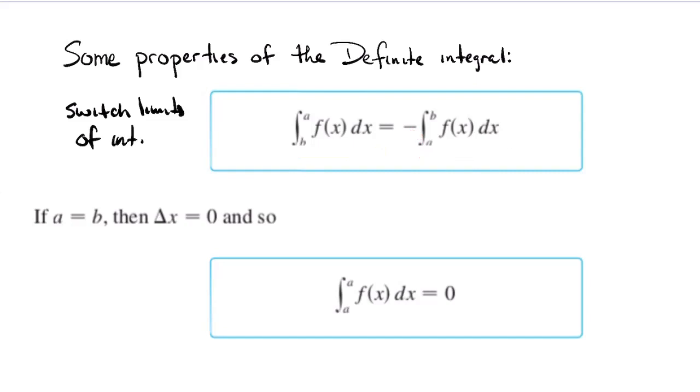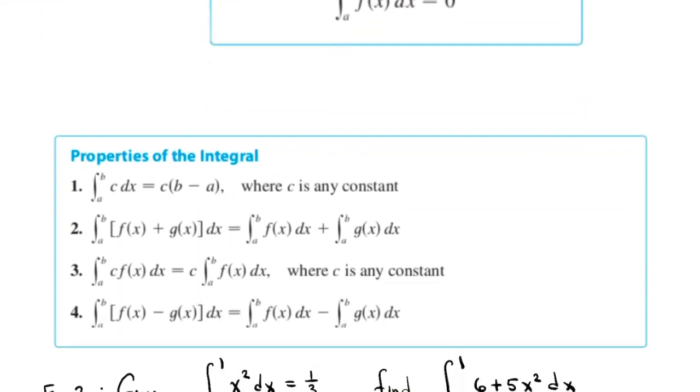A second little property here is that if a and b are equal, well, then b minus a is 0, delta x is 0, so this integral will be 0. That's kind of the area under the curve above a single point is 0. It has no width. Okay, so useful properties. Here are 4 more.